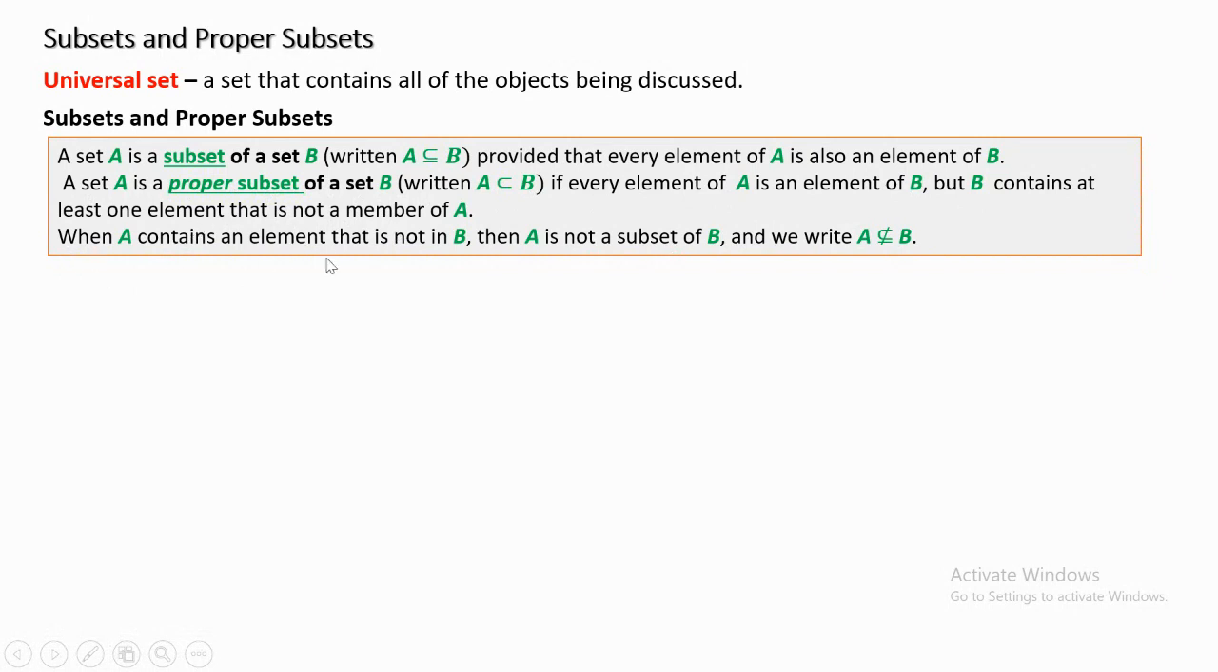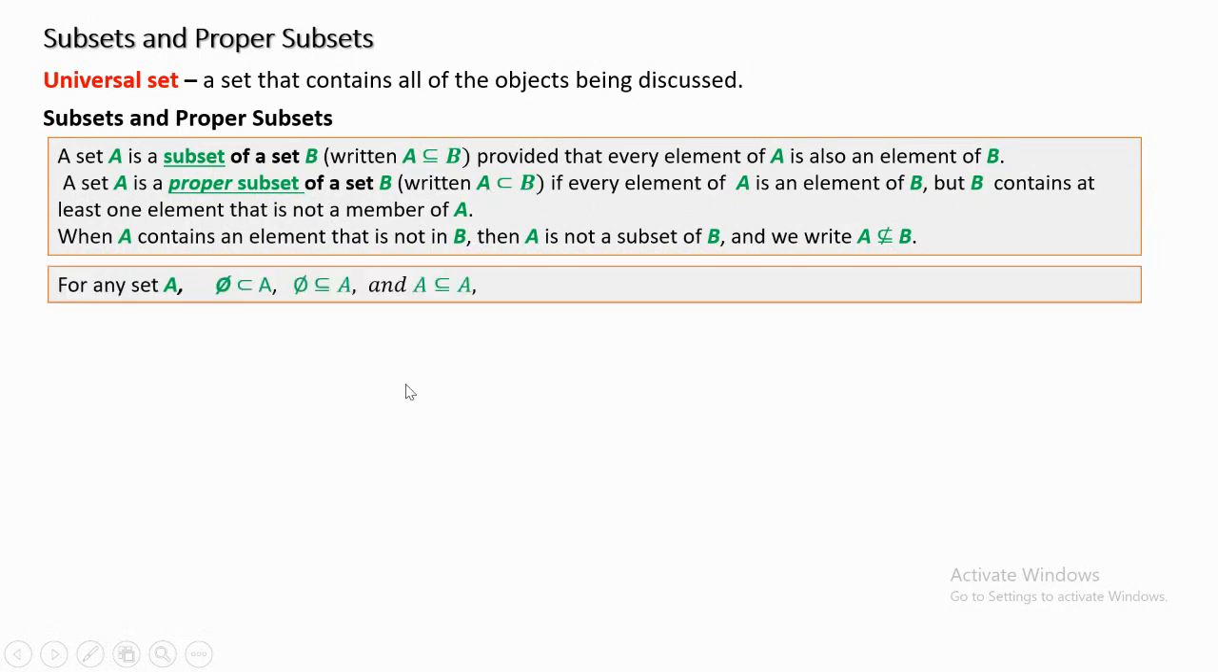And lastly, when A contains an element that is not in B, then A is not a subset of B. We write it as A is not a subset of B. What we have to know here, guys, is that this symbol means subset, that every element in A is also in B, and this symbol means that A is a proper subset of B, but B contains at least one element that's not in A. I believe that with examples, it'll make more sense. But here are more definitions.